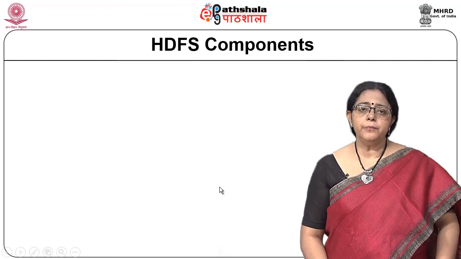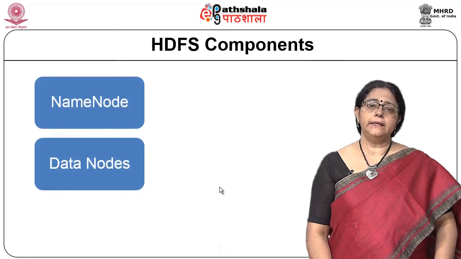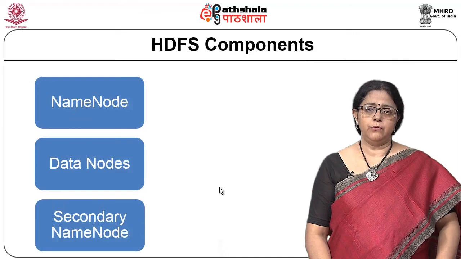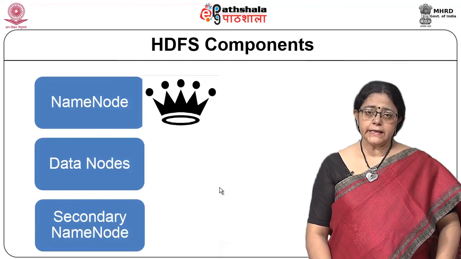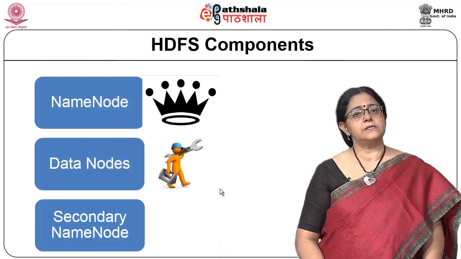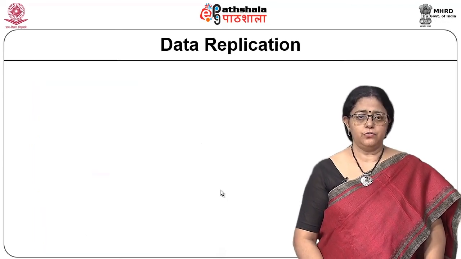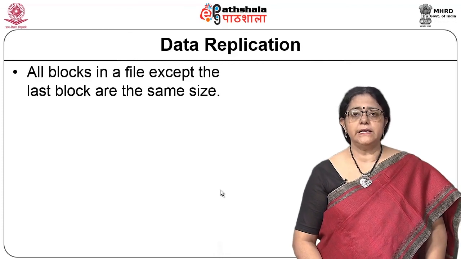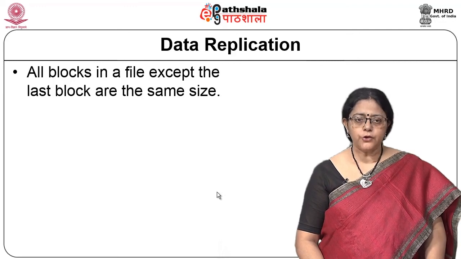So, what are the components of Hadoop? One component is called the name node, and then there are data nodes and the secondary name node. The name node is the master. It controls the working of the data nodes, and data nodes are the workers which actually do the essential work. So, replication is the major magic of Hadoop.